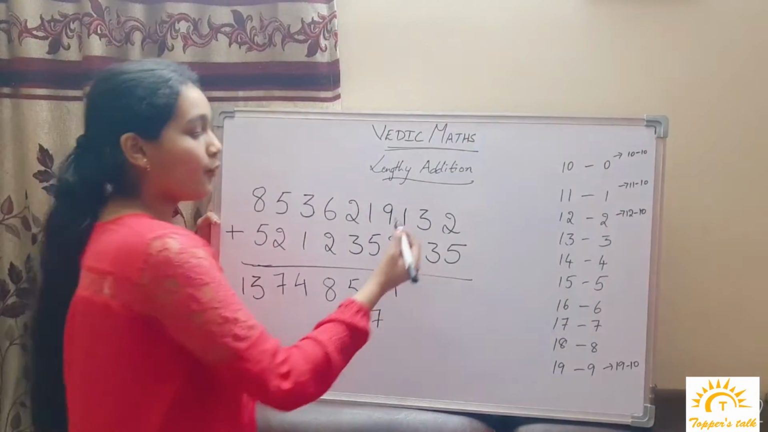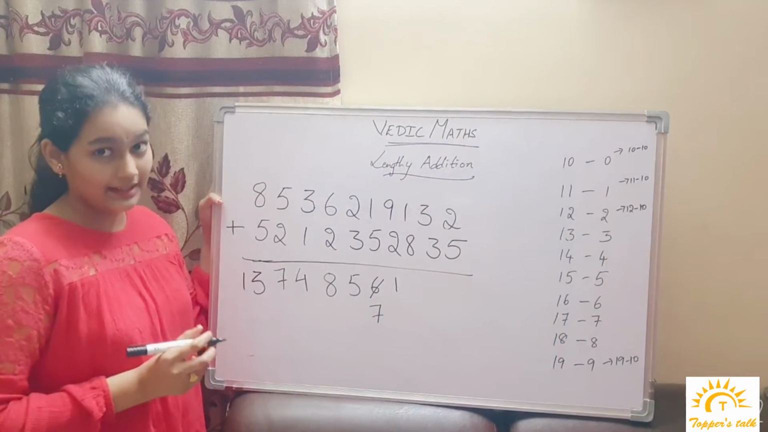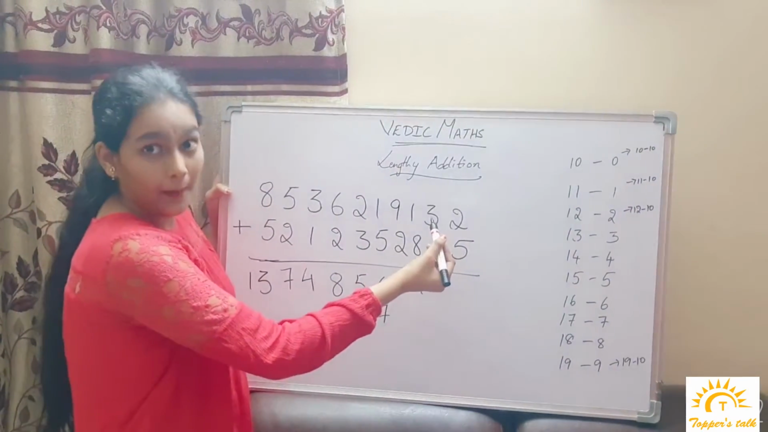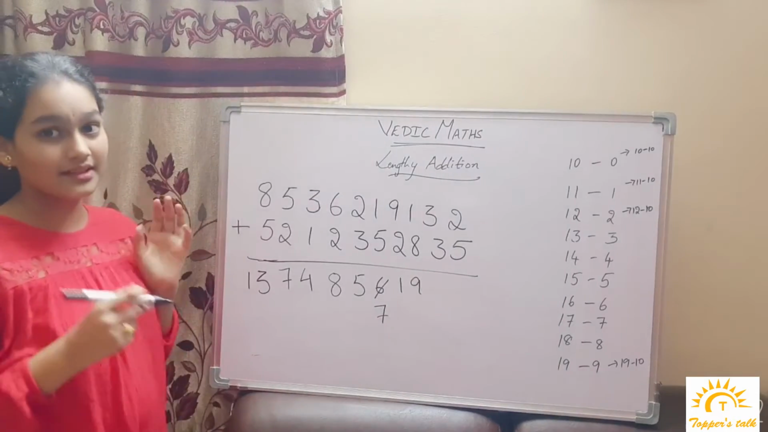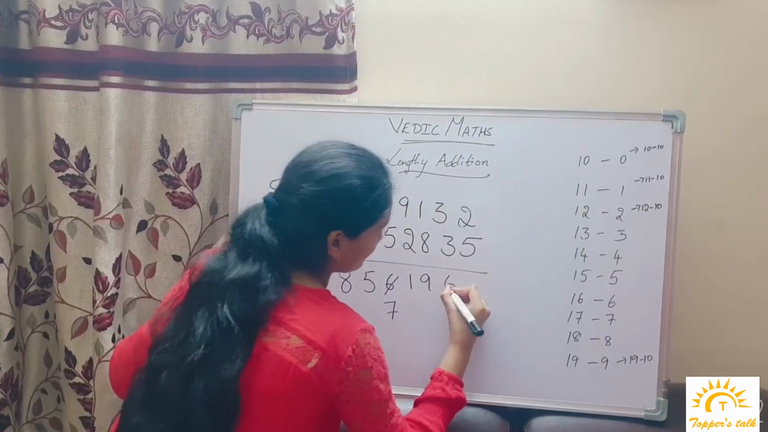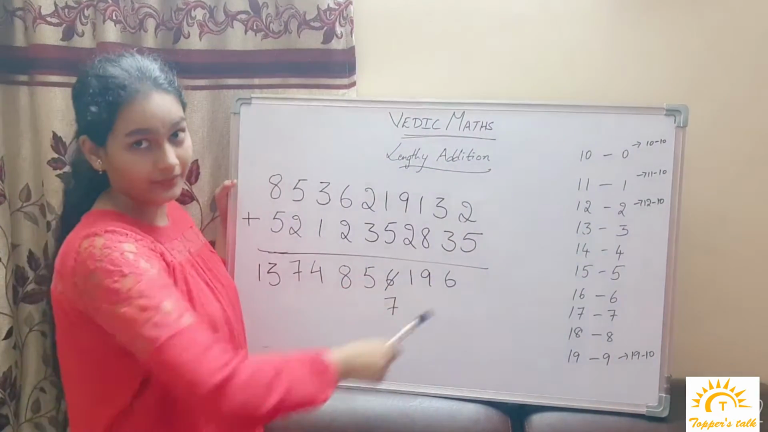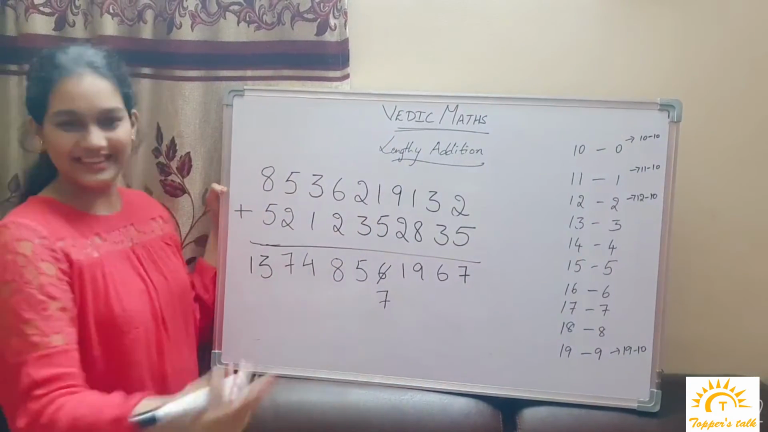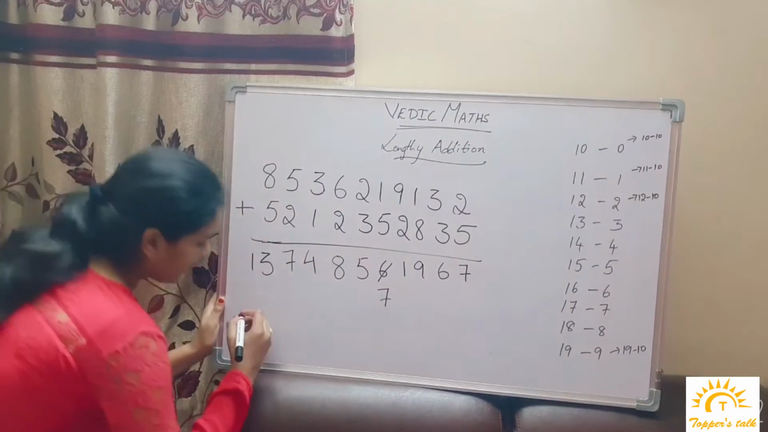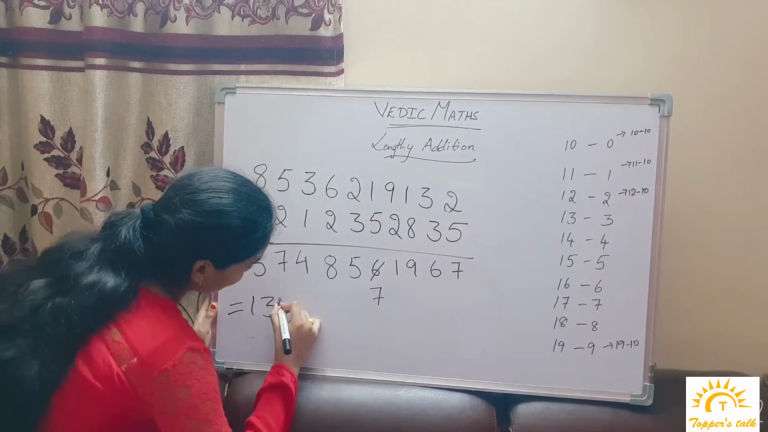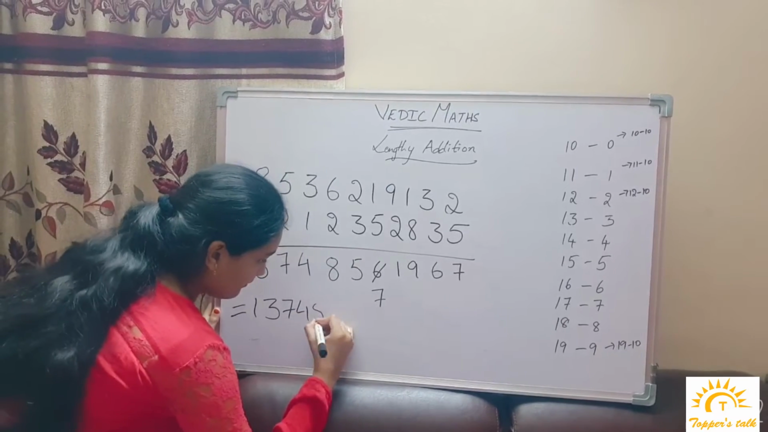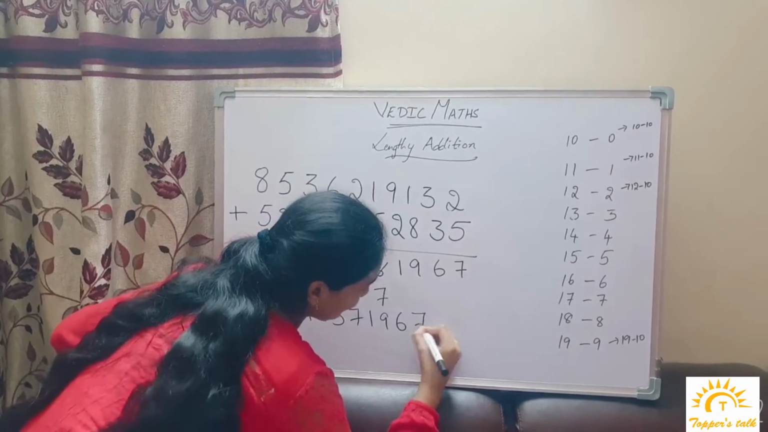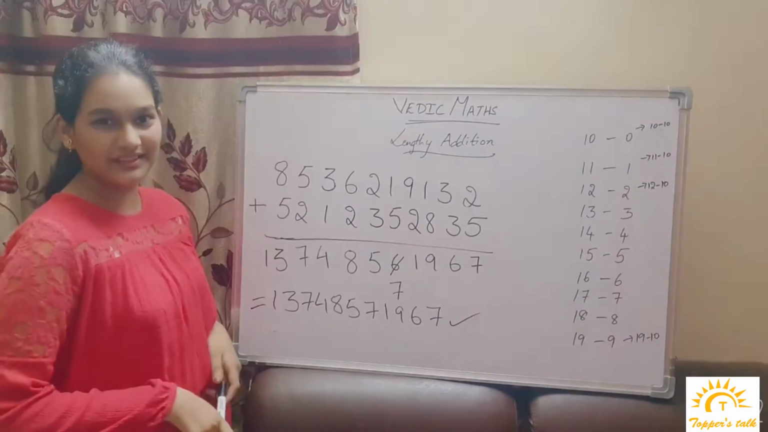Then we have to do 1 plus 8. 1 plus 8 is 9. So I'm writing that 9 over here. Then 3 plus 3. 3 plus 3 is 6. Write that 6 over here. And then do 2 plus 5. 2 plus 5 is 7. Then we have to write that 7 over here. That's all. So basically the answer is 1, 3, 7, 4, 8, 5, 7, 1, 9, 6, 7. That's all. Wasn't it very simple?